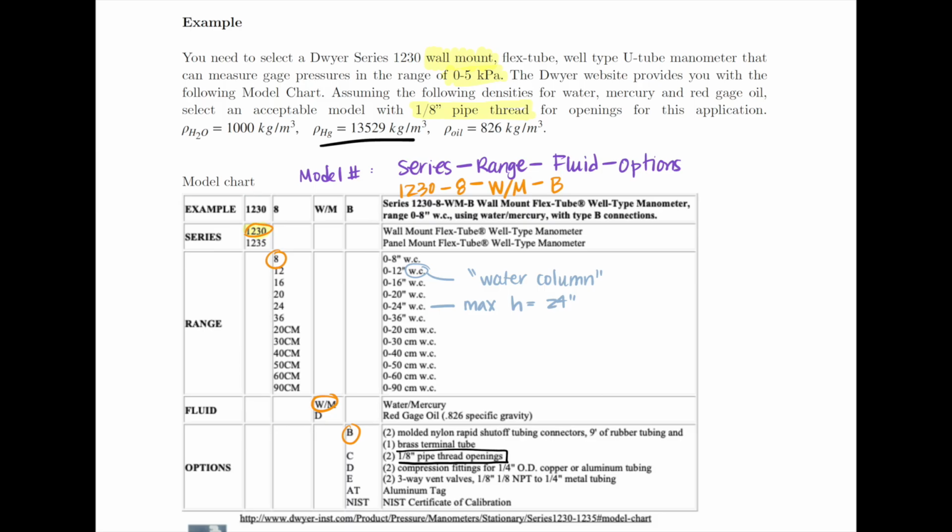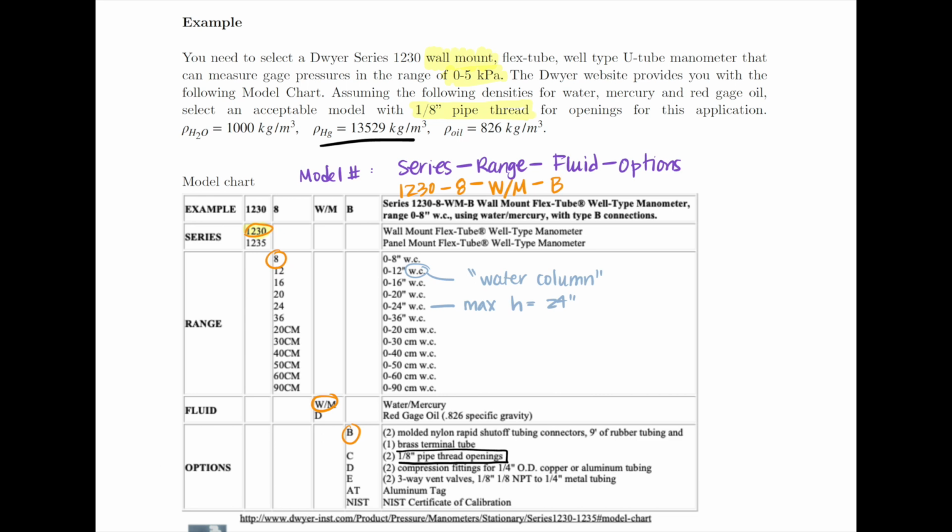Okay, we need to select a wall mount flex tube well type U-tube manometer, which is a real mouthful. And we want to measure gauge pressures in the range of 0 to 5 kPa. So essentially we want to be able to handle pressures that go up to 5 kilopascals. So let's keep that in mind. That's an important tidbit of information. So we want something that's a wall mount, and then we also want to measure up to 5 kPa.